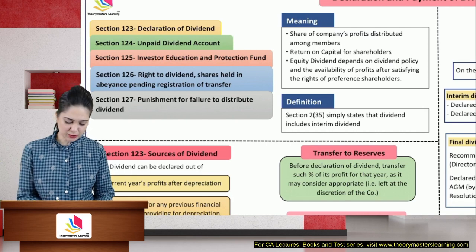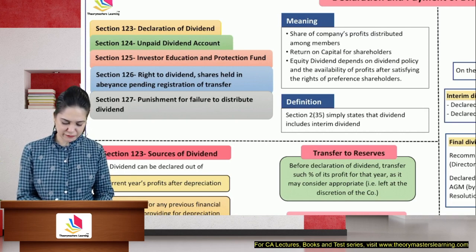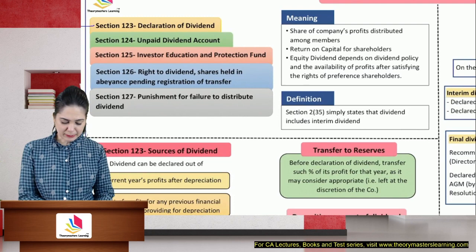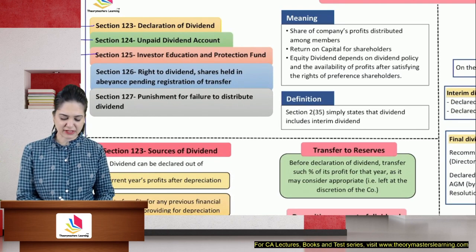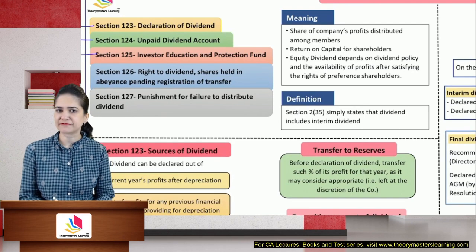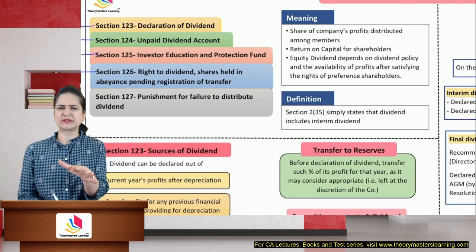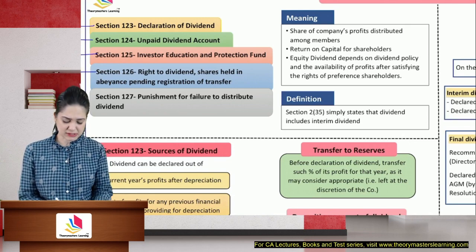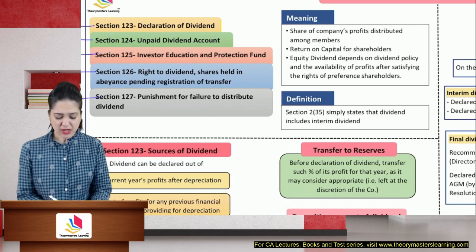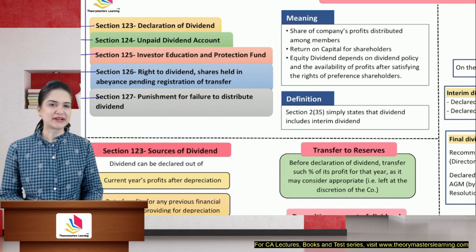Section 123 covers declaration of dividend. 124, unpaid dividend account. 125, investor education and protection fund. 126 is right to dividend. Yes, this is one section on which questions have not been asked. 127, punishment for failure to distribute dividend.